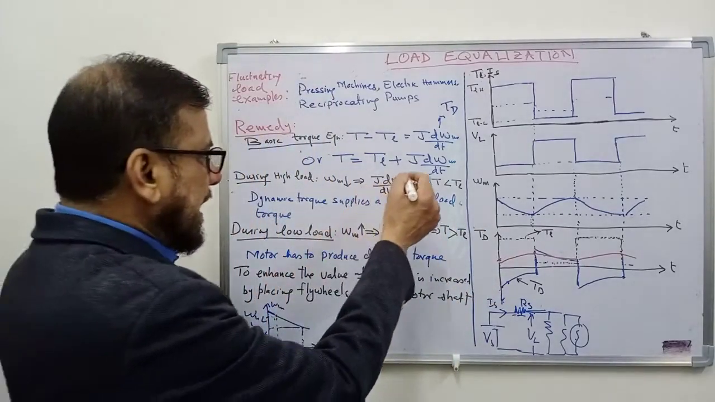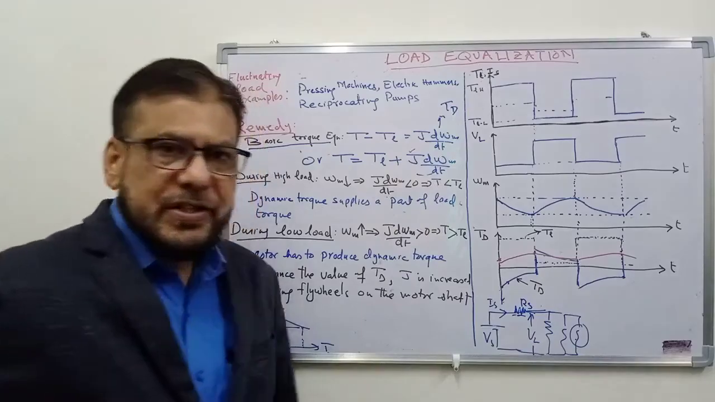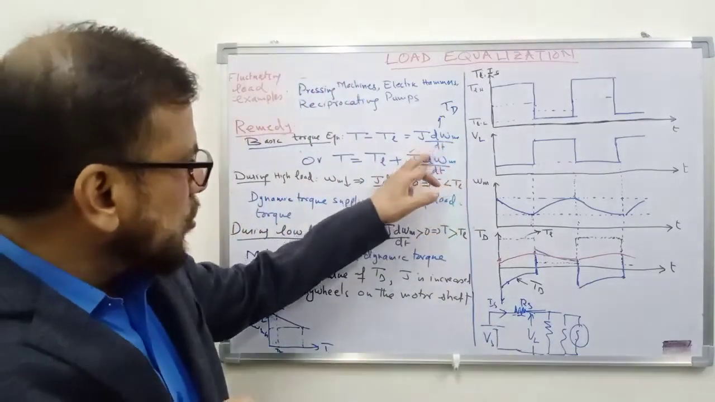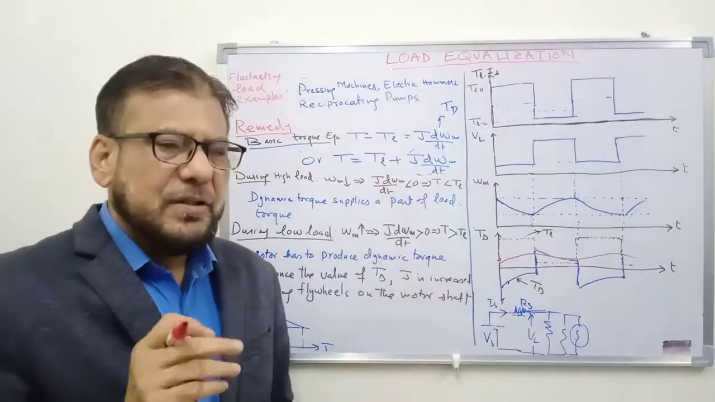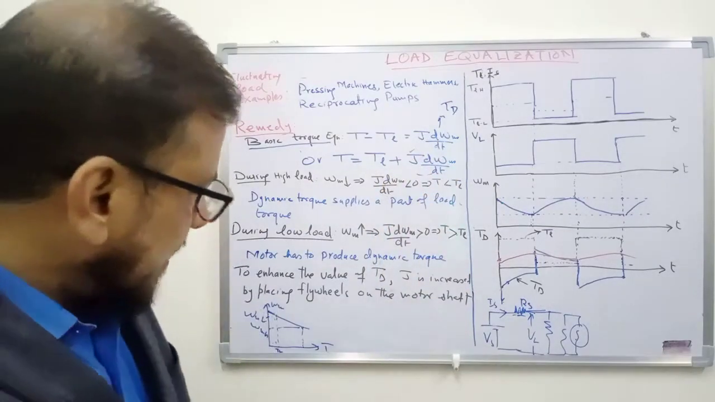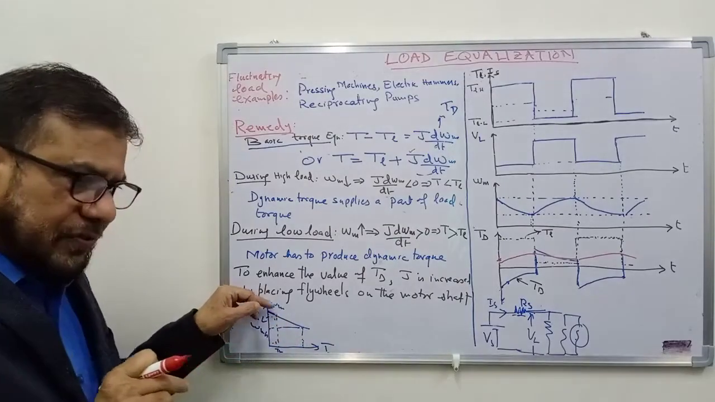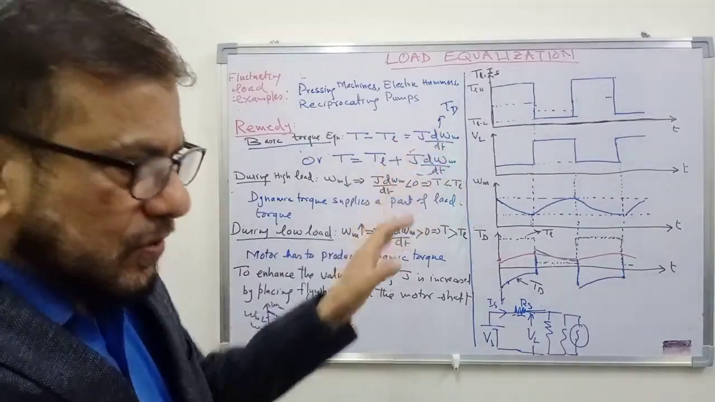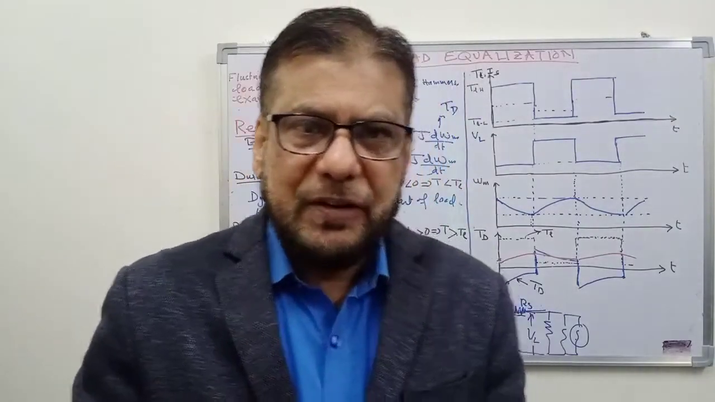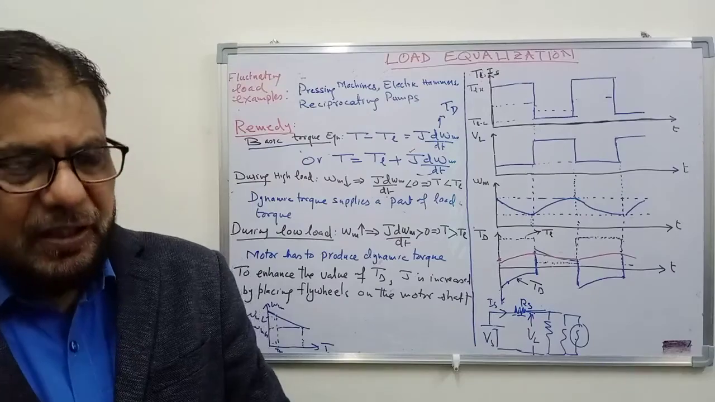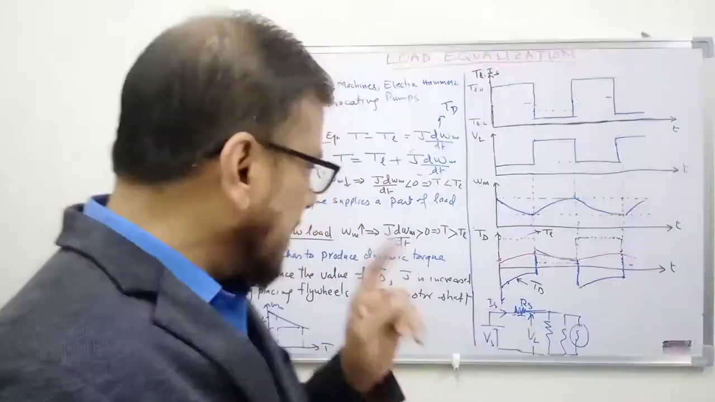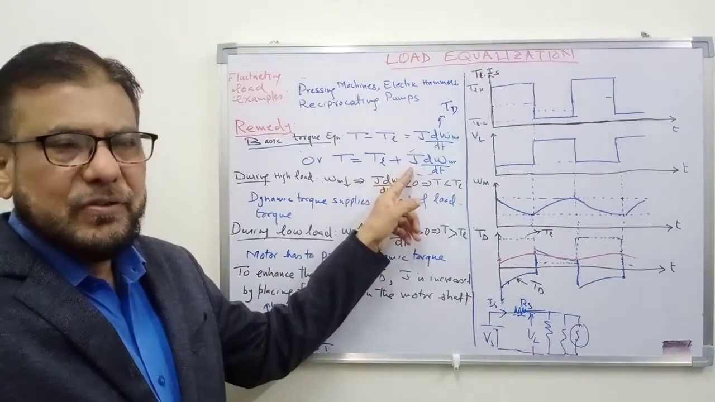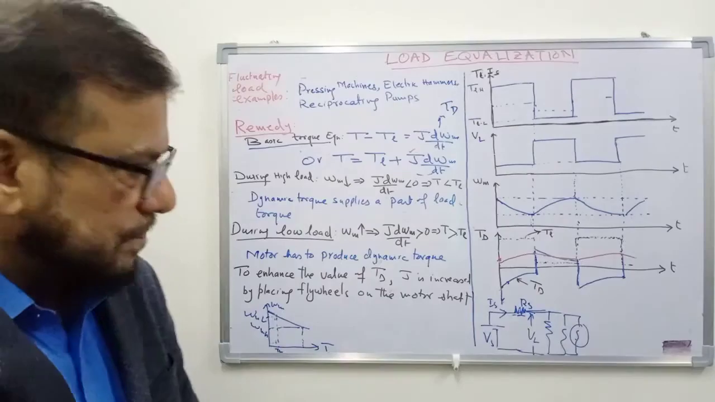So you know that dynamic torque depends on J and d omega m over dt. The value of d omega m over dt will depend on the characteristic of the motor. If you take a motor of slightly more drooping characteristics, then this term will increase. So if you want to equalize the load, you have to choose a motor with a higher drooping characteristic. And number two, you have to increase the value of J. You have to increase the moment of inertia of the system.